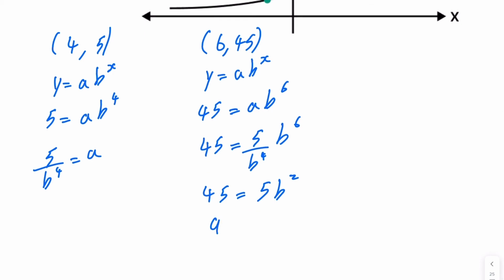And if I divide each side by 5, that means 9 is equal to b squared, which means that b is equal to 3. Now I know what b is, I can find a. So a is going to be (5/3)^4. I'm going to leave that as that for now.